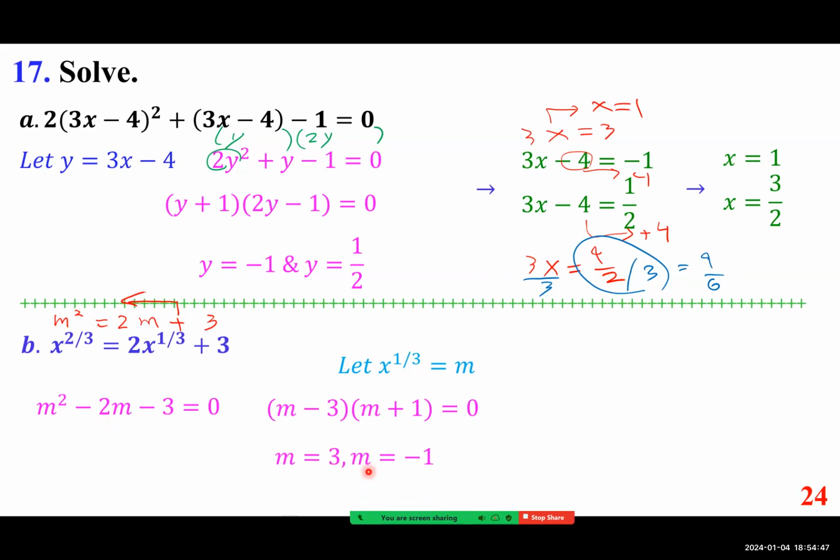Now, again, are we done? The answer is no. We are interested in finding x. And to find x, you raise this one to the third power and this one to the third power, and it gives you x equals m cubed. So x is 3 cubed, which is 27, or -1 cubed, which is -1. And I'm going to leave it for you to check. You always check with the original equation and nothing in between.